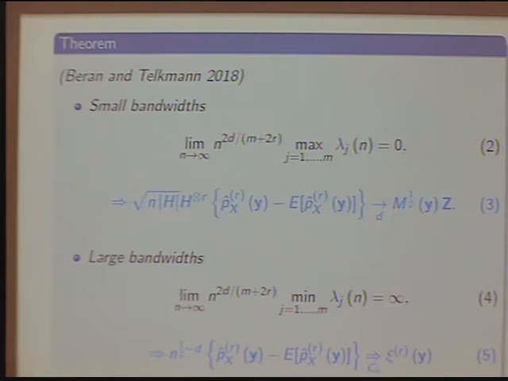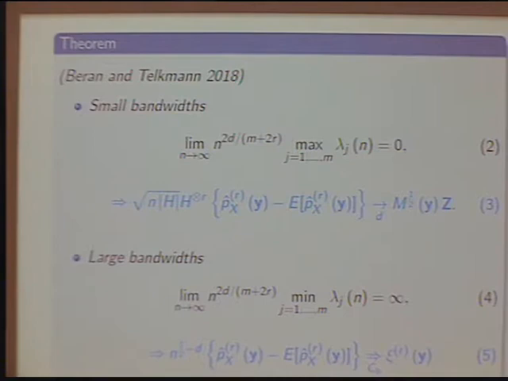However, if you have a sequence of large bandwidths, where the smallest eigenvalue converges to zero at a slower rate than this power, then you have a functional limit theorem. So this is completely different. It's not pointwise. It's a functional limit theorem of the kernel density estimator minus its expected value to a certain process. And this process is also degenerate, because that comes from that reduction principle.